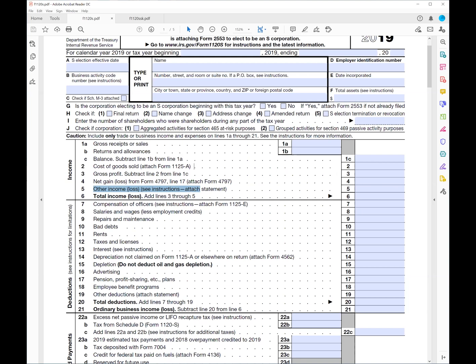Other income or loss, see attached statement. You'll see attached statement pops up several times in the tax returns. You can see it here. Other deductions, see attached statement. Basically, this is kind of a catch-all. Other income or loss. The best example I can think of is if you've got a gas station that sells lottery tickets and somebody wins the lottery and they get their cut from the lottery winnings, they would report that as other income, and it would go on a statement.